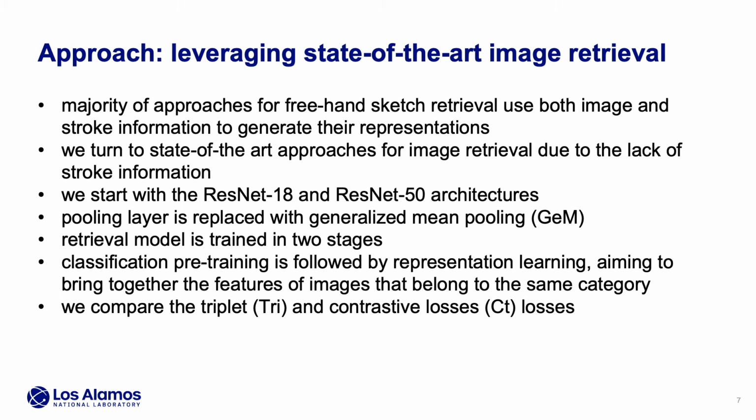In this slide, we briefly outline our approach to pattern image retrieval. Our approach leverages state-of-the-art approaches for image retrieval, as the majority of the techniques for freehand sketches use both image and stroke information to generate their representations. Our retrieval network is based on the ResNet architecture, where the pooling layer is replaced with a generalized mean pooling layer. Our retrieval model is trained in two stages: a classification pre-training stage and a representation learning stage, where we compare the performance of the triplet and contrastive losses.